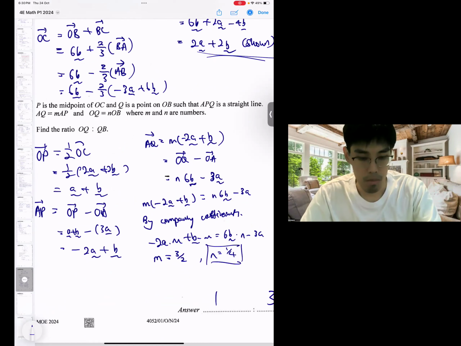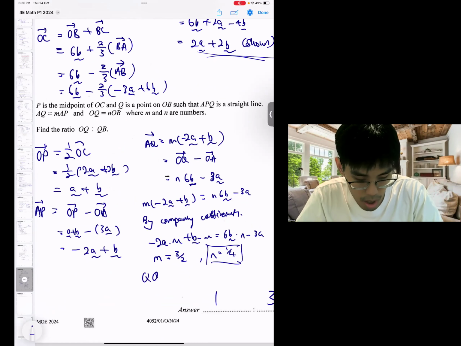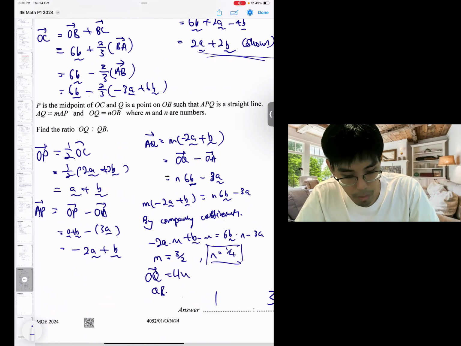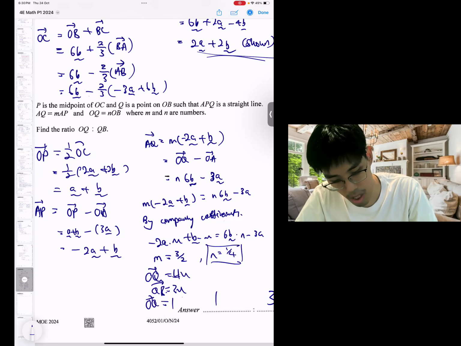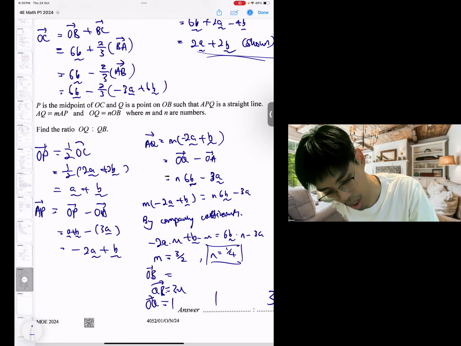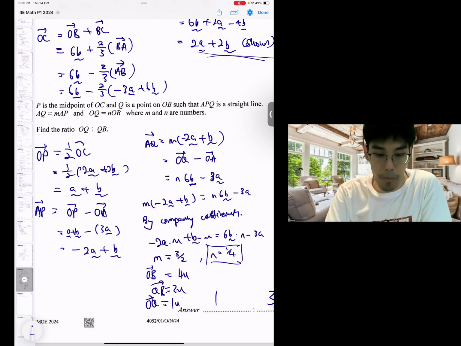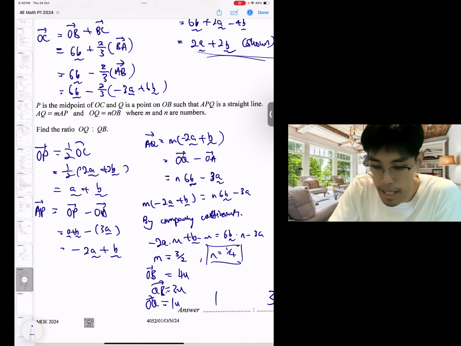Okay. So OB is 4 units. So QB is 3 units. OQ is 1 unit. Like that. So as long as you write the 3 lines and show 1 to 3, it's already fine. Okay, so that marks the end of the paper.